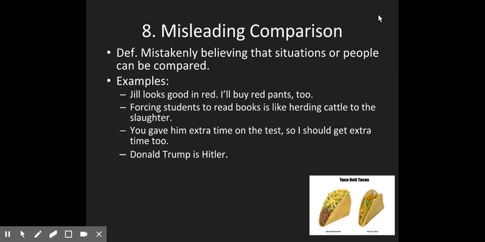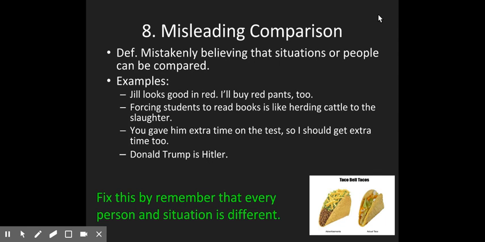You gave him extra time on the test, so I should get extra time on the test. Well, not every student's the same, different needs. And of course, we've heard this one a lot lately. Donald Trump is Hitler. That's an extreme comparison that probably doesn't have enough evidence to support it. So you fix this by remembering that every person and situation is different, and we have to be careful about what we compare.